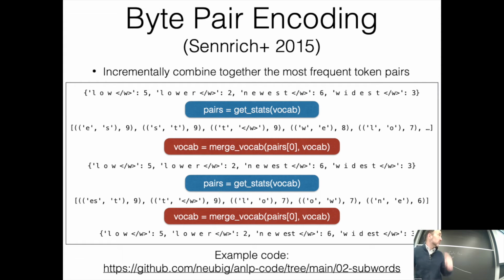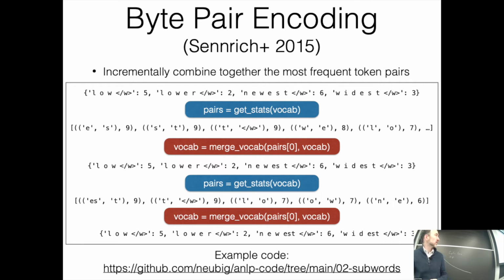Basically what byte pair encoding does is that you start out with all of the vocabulary that you want to process, where each vocabulary item is split into the characters and an end of word symbol. And you have a corresponding frequency of this. You then get statistics about the most common pairs of tokens that occur next to each other.